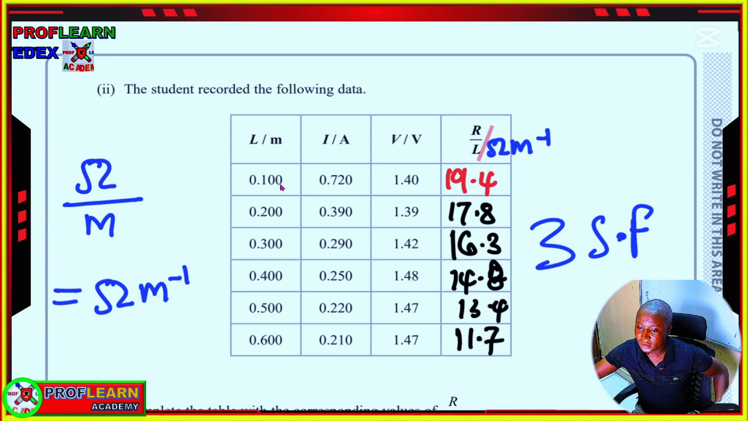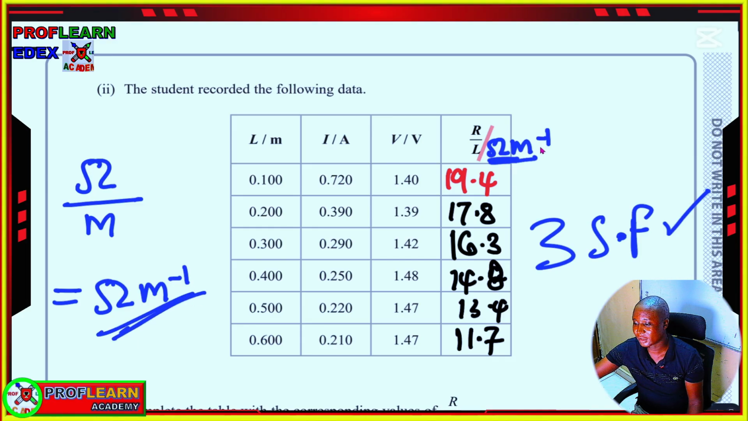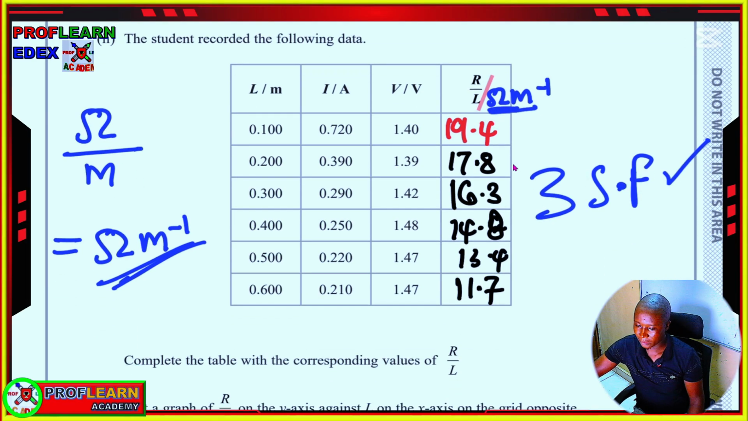Something that you need to realize: these are in 3 significant figures. The R over L you are calculating must also be given in 3 significant figures. Be consistent in the number of significant figures. You check this section and record it to 3 SF. Also, the units must be indicated on the column you have calculated. Most of the time, there is a mark attached to that. Because resistance over length is ohm over meter, that becomes ohm meter negative 1, and that is the unit at that given point.